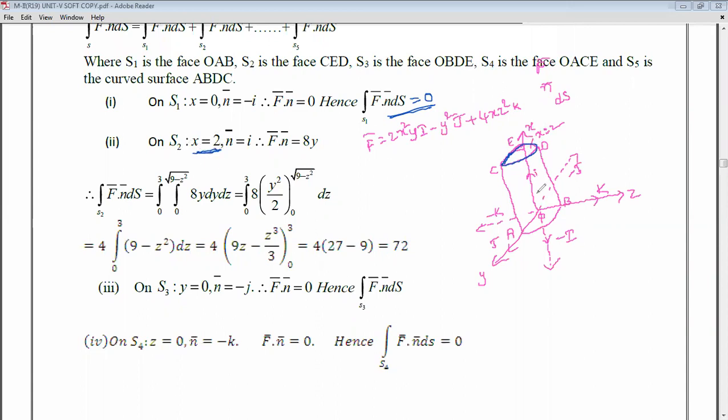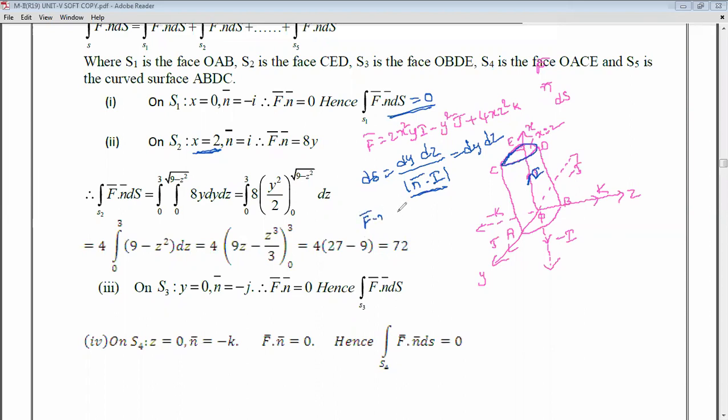And next, what about n bar? So this is n bar, I bar. And what about dS? It is the projection. If you keep it on this, where will that projection come? That projection will come in the YZ plane, right? So for that, dS is equal to dy dz by n bar dot I, right? So here n bar is I, I dot I is equal to 1. So for that, simply we write dS is dy dz. And next we require F bar dot n bar, right?